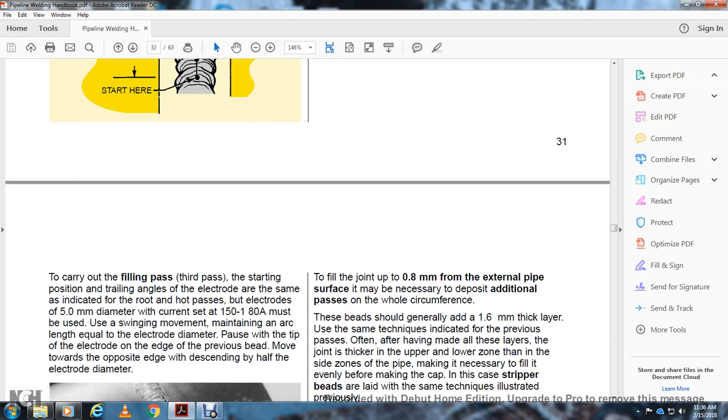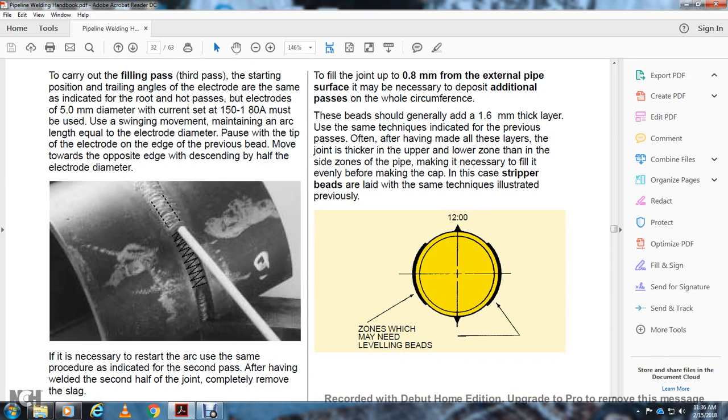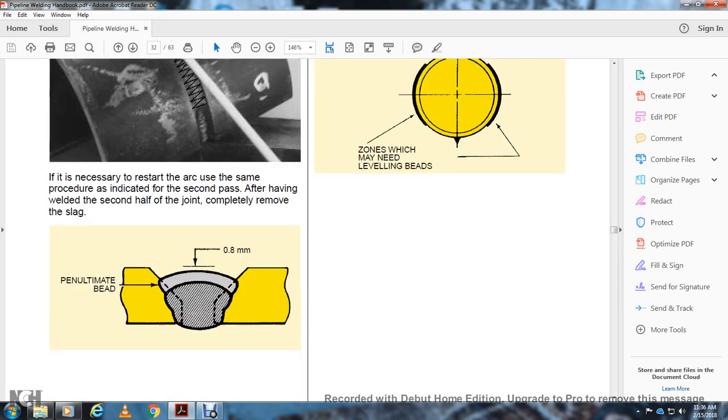The swinging movement maintains the arc of the electrode, matched to the electrode diameter, pausing with the tip of the electrode at the edge of the previous bead, then moving to the opposite end, descending by half of the electrode diameter. If it is necessary to restart the arc, use the same procedure. After welding the second half of the joint, completely remove the slag.